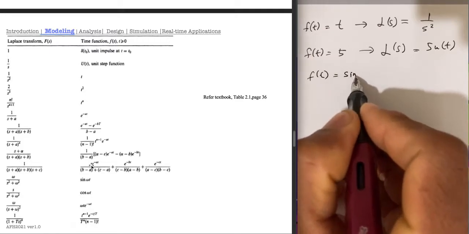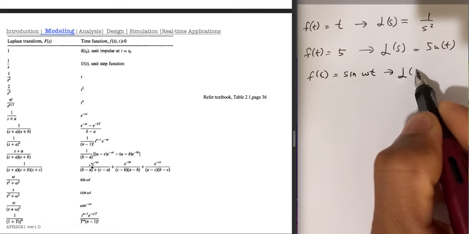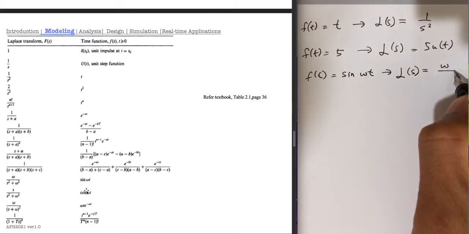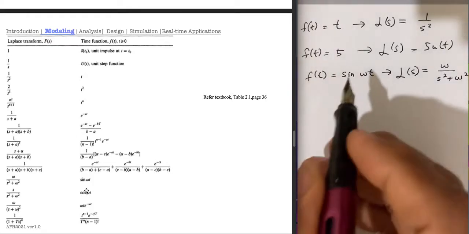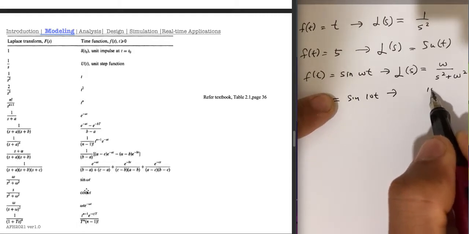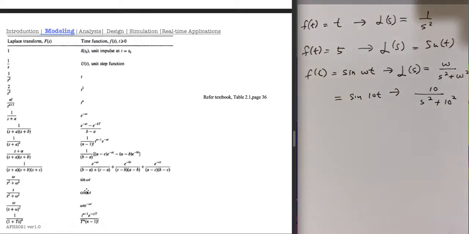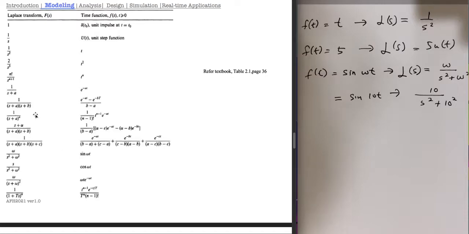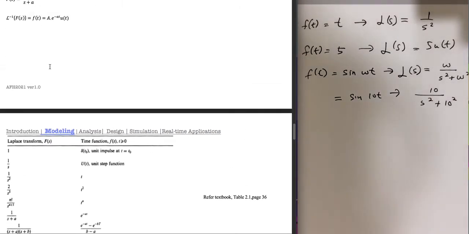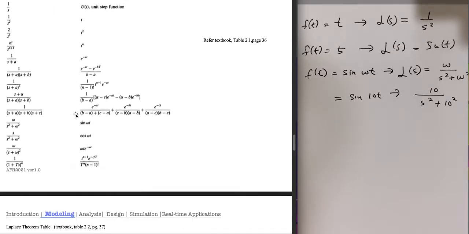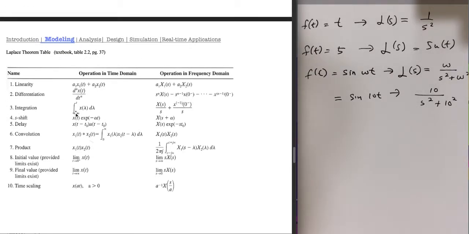f of t equal to sine omega t, and Laplace s, then it becomes here omega over s squared plus omega squared, meaning that if we have sine 10t, then we can have 10 over s squared plus 10 squared. All right, so that's in Laplace. Simple, isn't it? So this is the table, so we can refer to this table. We don't have to really derive it. That's not our topic to discuss here, but as long as we could refer to the table and convert that into Laplace domain, then it should be okay.